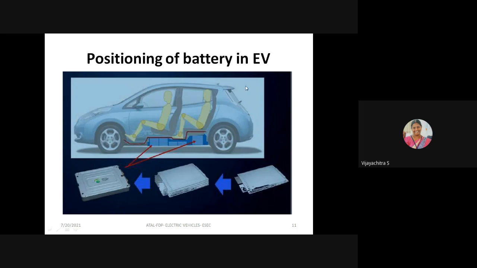How do we position the battery in the electric car? This is the place. There are certain positions in which we have to keep the battery, and it won't affect the comfort of the people riding in the electric vehicle. The people sit inside the car in the conventional way, and this is the place in which the electric vehicle batteries are placed. This is the placement.